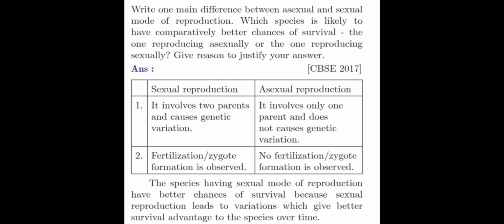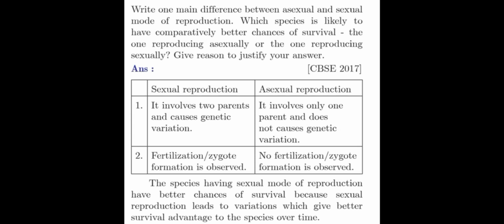Sexual reproduction involves two parents and causes genetic variation. Asexual reproduction involves only one parent and does not cause genetic variation. In sexual reproduction, fertilization and zygote formation is observed. In asexual reproduction, no fertilization or zygote formation is observed.